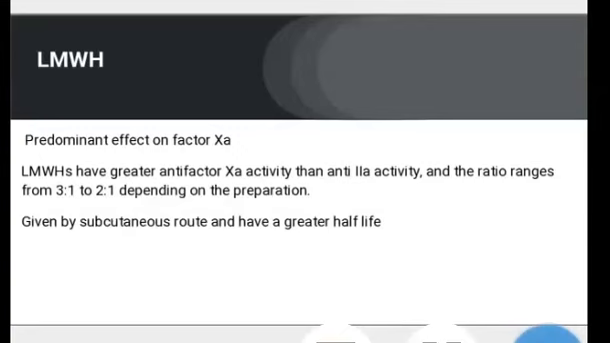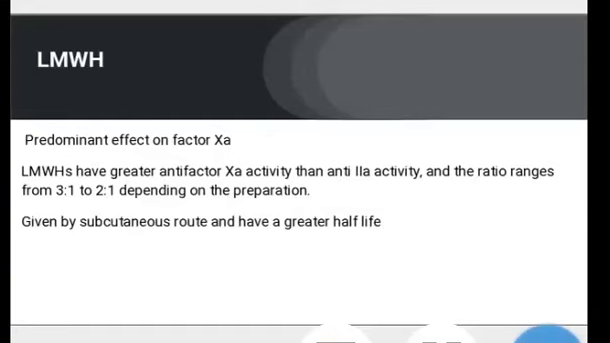So in the mechanism we already saw that heparin inhibits the activated factor 10 and thrombin, but low molecular weight heparin inhibits only the activated factor 10, not the thrombin. This is very important. Heparin is not active orally, that's why it is always given parenterally.